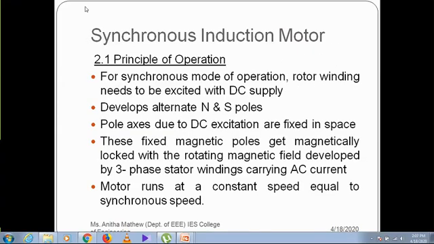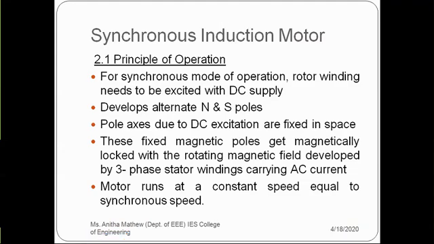We are giving excitation to the rotor field, a rotor winding. When the rotor winding is excited, it develops north and south poles. It is fixed in space, and when the rotating magnetic field that is already created in the stator gets magnetically locked with the north pole and south pole, what will happen? The rotor also rotates with this rotating magnetic field. Thus, it acts as a synchronous motor. Okay, is it clear?